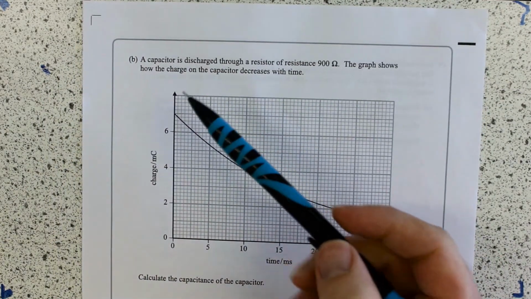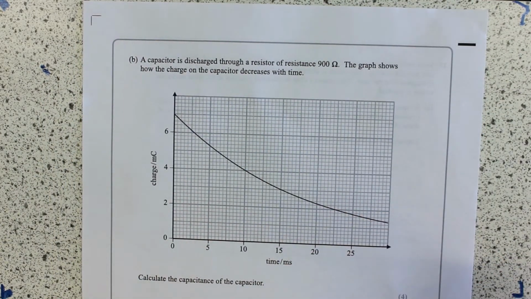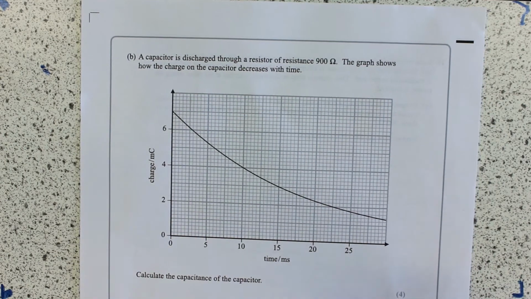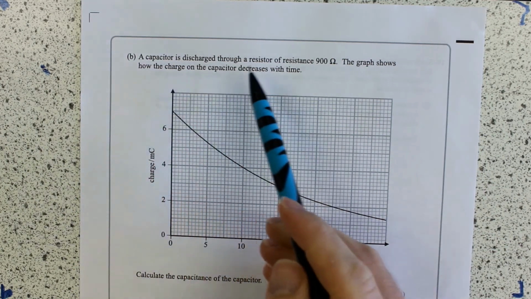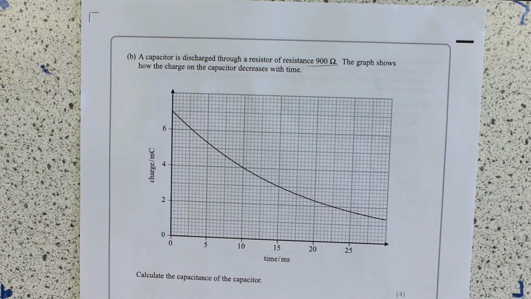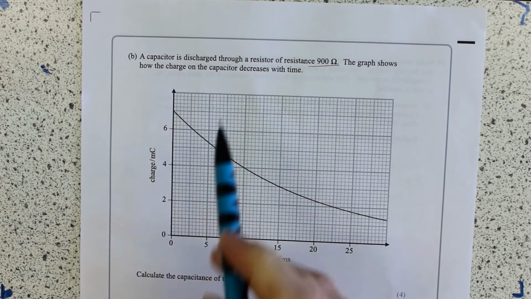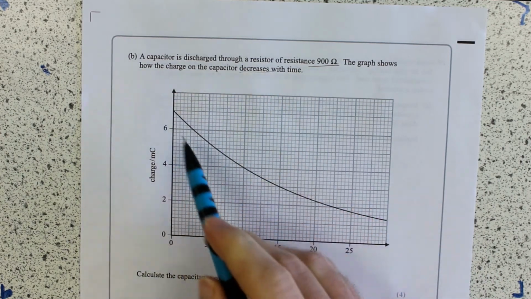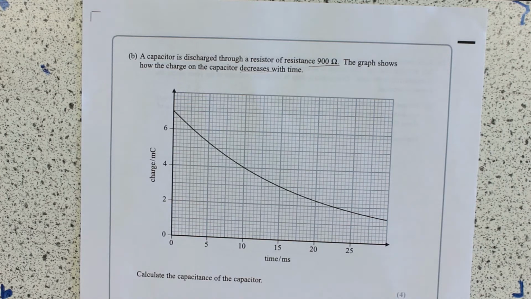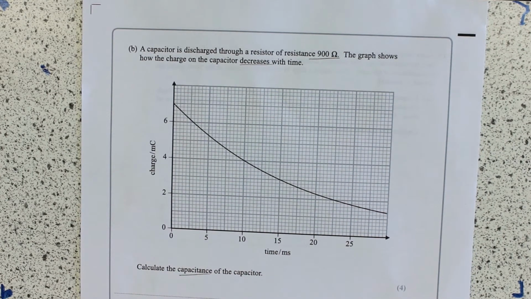Okay, so this is the skill that you're used to doing probably with capacitors. I've got a video on this as well that I'll link out in a card here. A capacitor is discharged through a resistance of 900 ohms. The graph shows how charge on the capacitor decreases with time. So this is the type of shape, this is the exponential shape that we were thinking of. Calculate the capacitance of the capacitor.